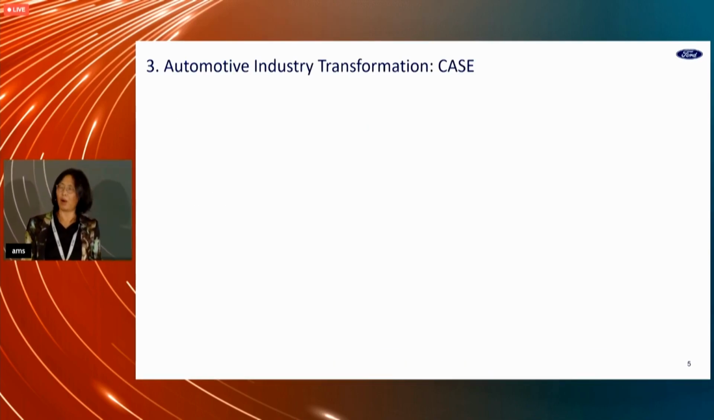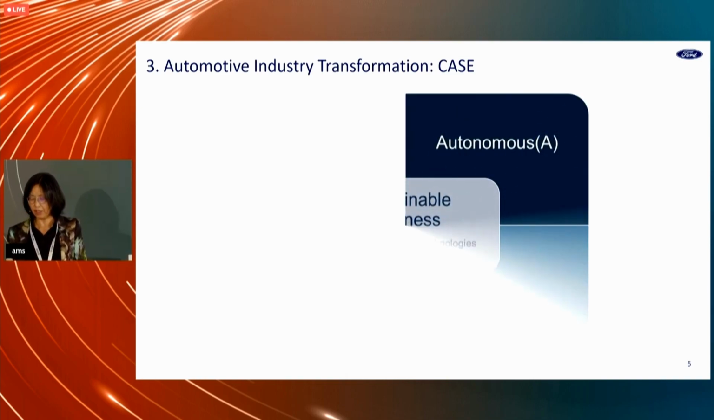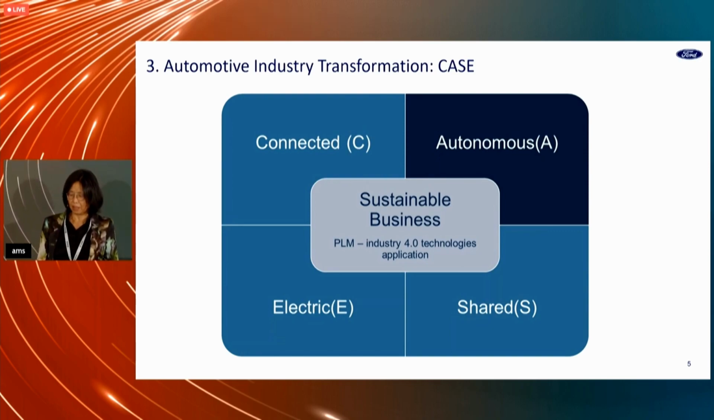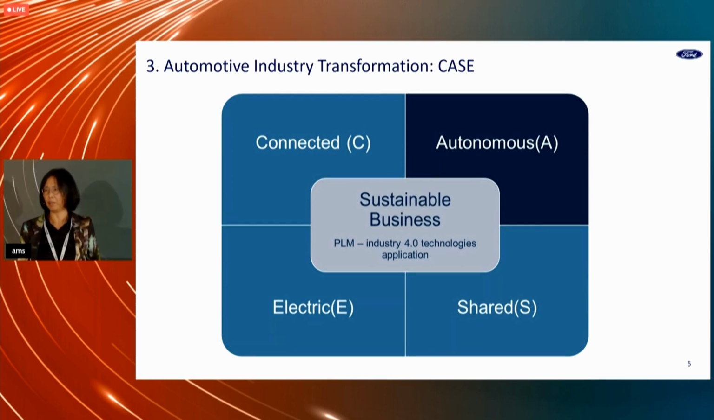Now our automotive industry is in a transformation phase to CASE. Here C stands for connected, A stands for autonomous, S stands for shared, and E stands for electric. And in order to get a sustainable business, we need a robust product lifecycle management using all these Industry 4.0 technologies.